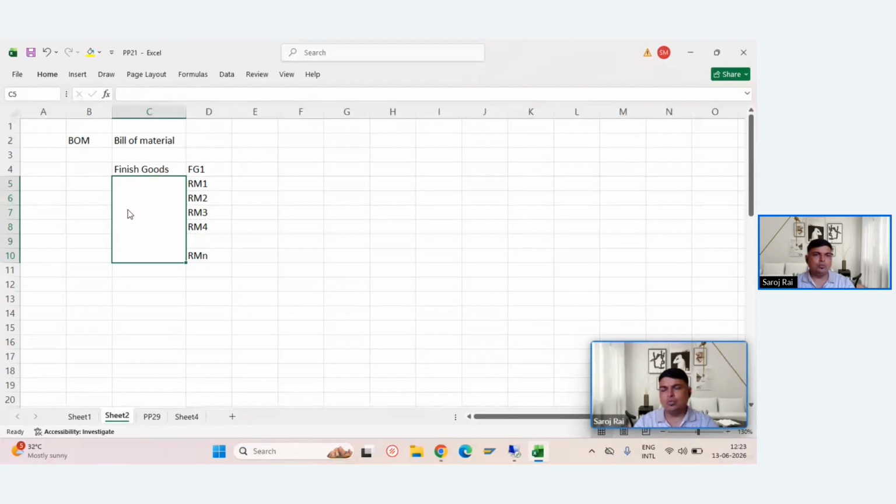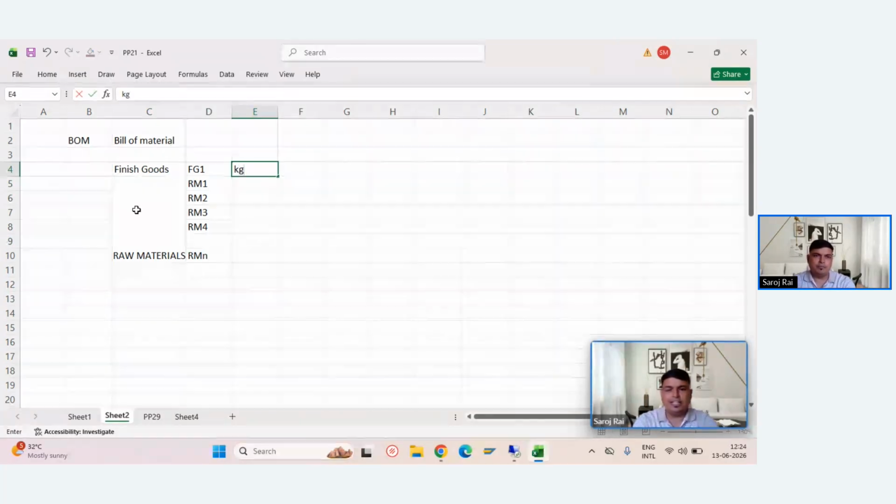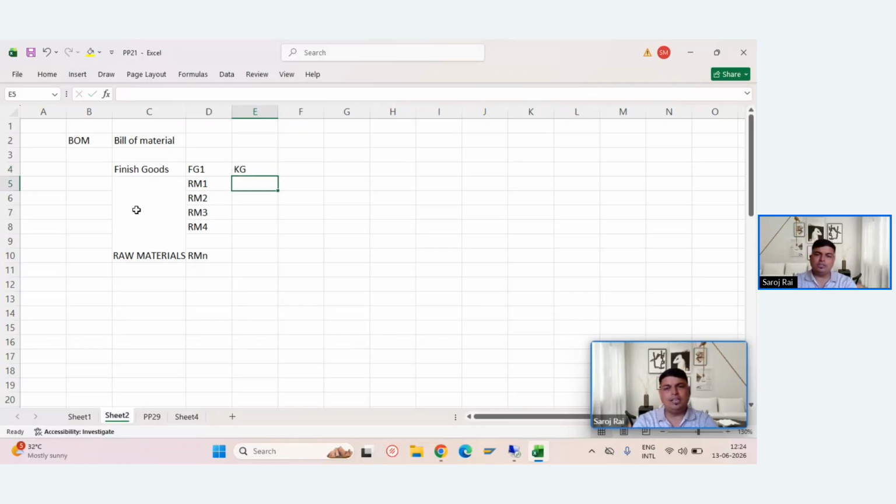So what will be the raw materials required to produce your finished good, and that list with what proportion is required. So that is also included in the bill of material. What do proportions mean? Suppose the unit of measure for the FG code is kg, and we are using gram.